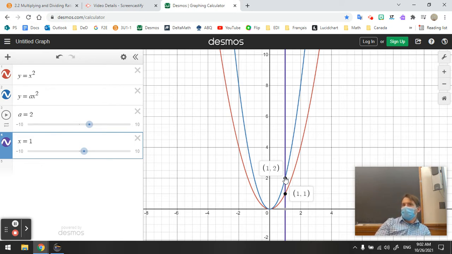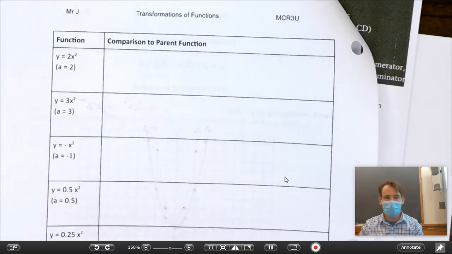Because the A value is 2. So now all of the outputs have been multiplied by 2. So if we had to describe this as a vertical stretching, we would say that all of these values were stretched vertically by a factor of 2. So let's go ahead and put that down over here.